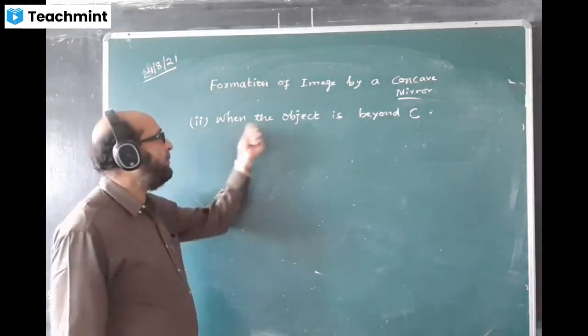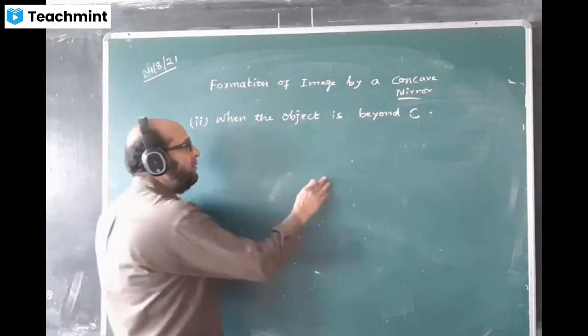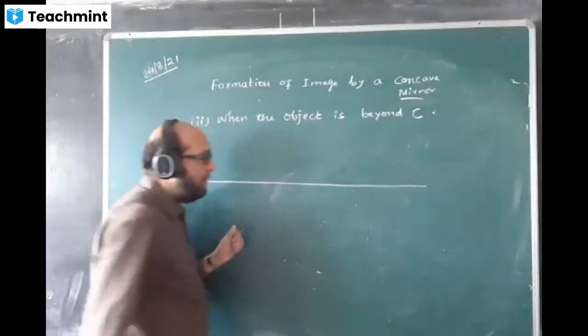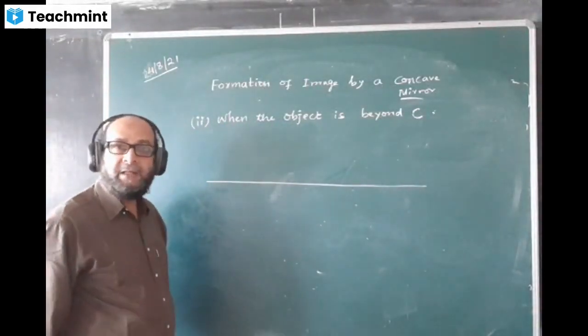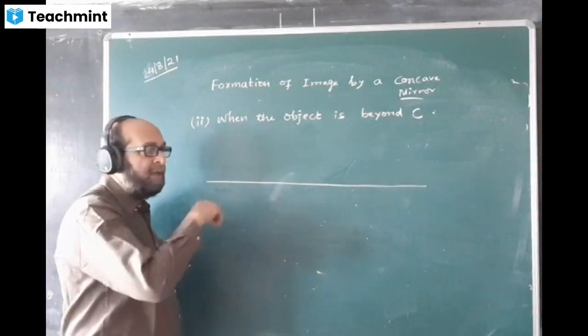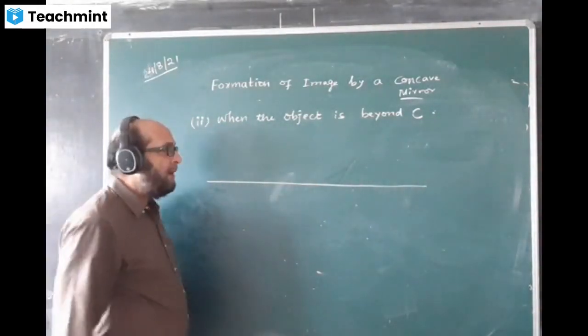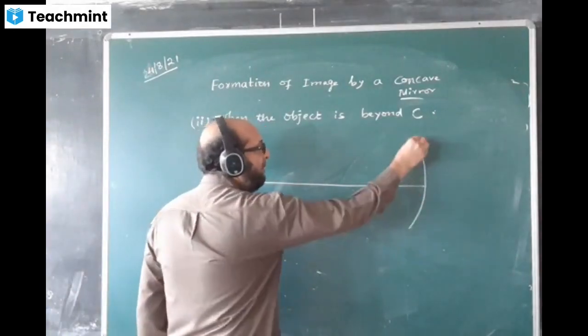Second case is when the object is beyond C. Let us draw a diagram. To draw a diagram, first I will choose a line. This line you should choose over a ruled line. Overwrite it with a pencil. And at the end, I will draw a mirror here. Curved mirror I will make like this.